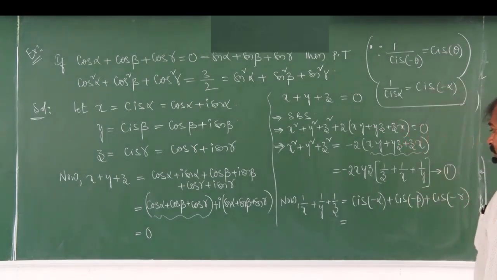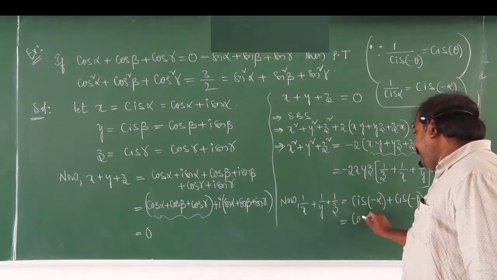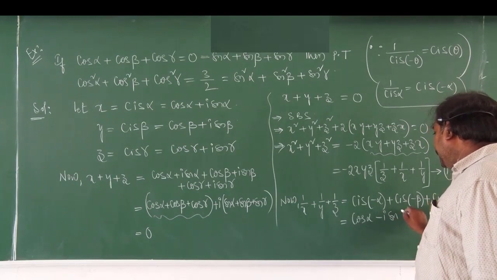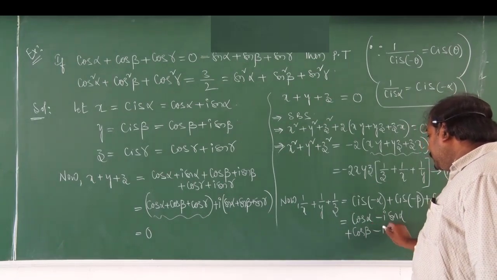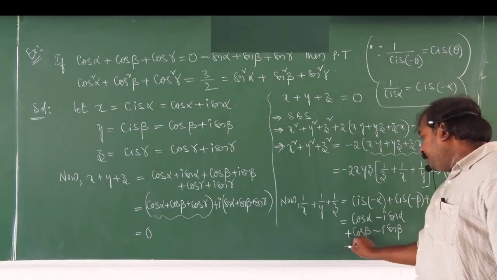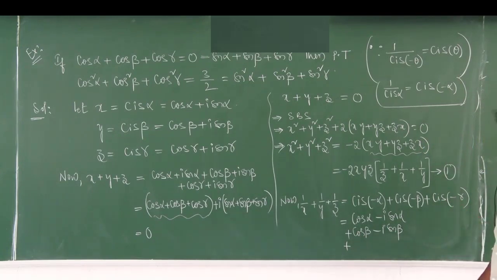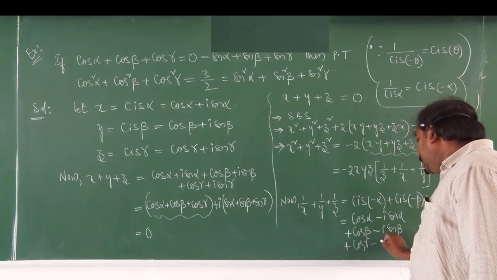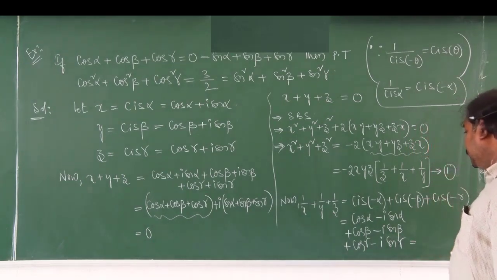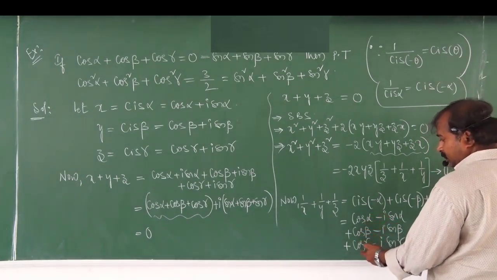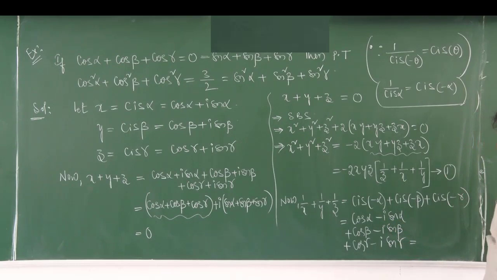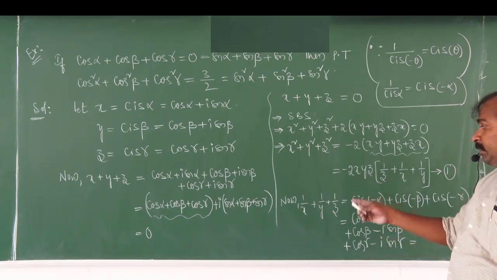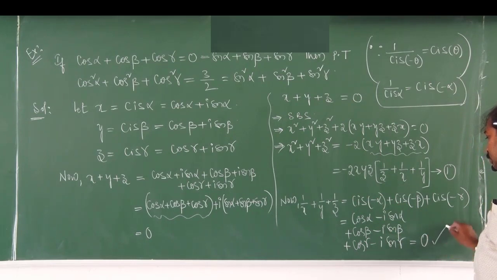Now what is the meaning of cis of minus alpha? Cis of minus alpha means cos alpha minus i sin alpha, plus cis of minus beta means cos beta minus i sin beta, plus cis of minus gamma means cos gamma minus i sin gamma. This equals cos alpha plus cos beta plus cos gamma, which is already given as 0. If you take minus i common, sin alpha plus sin beta plus sin gamma is also 0. So 1 by x plus 1 by y plus 1 by z also equals 0.